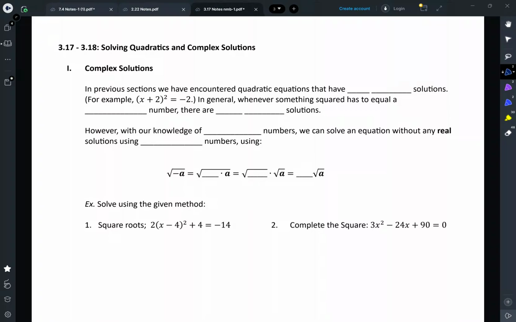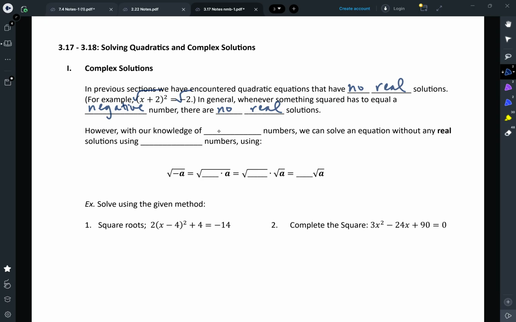So first we're just looking at complex solutions and talking about how we can put together our knowledge of imaginary numbers with what we already know about solving, and now we can solve all kinds of things. In previous sections, we've encountered quadratic equations that have no real solutions. For example, the quantity x plus 2 squared equals negative 2. In general, when something squared has to equal a negative number, there are no real solutions. So remember, if I go to solve this, square root on both sides, can't square a negative.